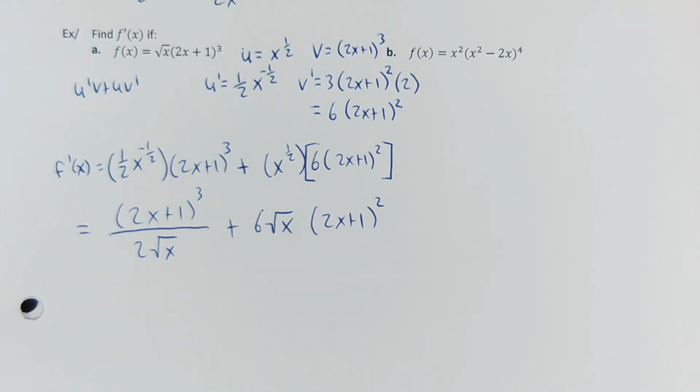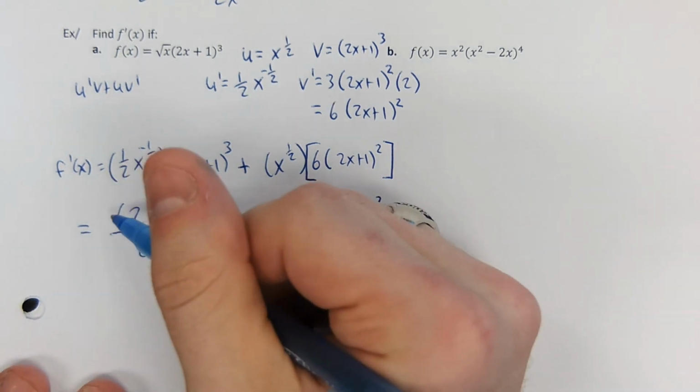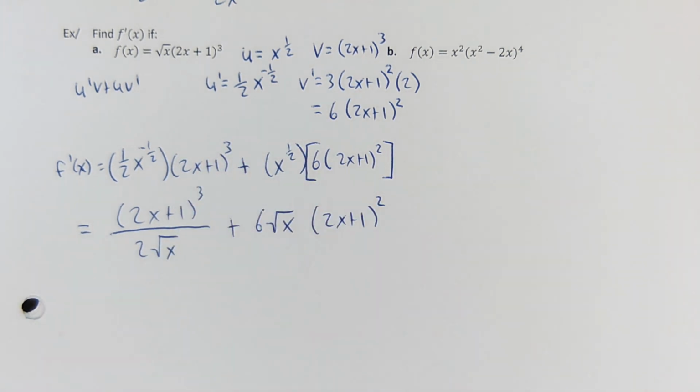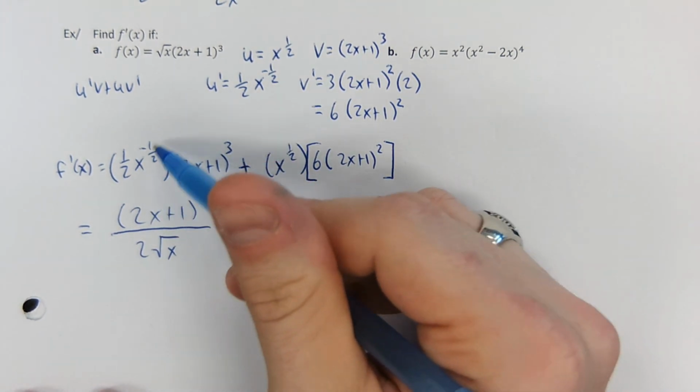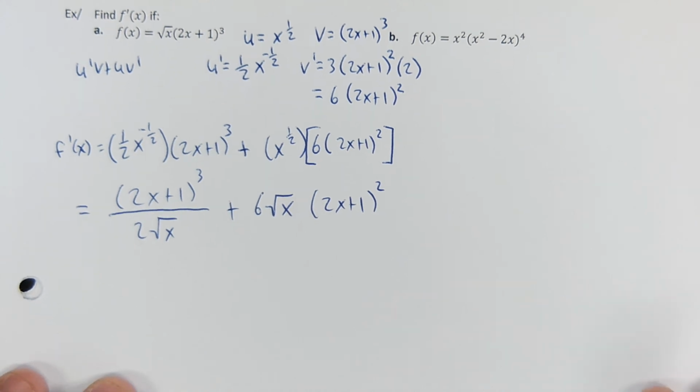What happens to the 1/2 in front? It's right here. But since this x has a negative exponent, it went down there with the 2. Okay.